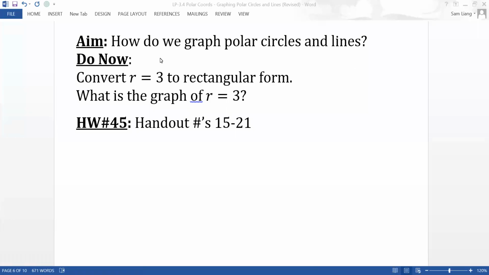So hey everyone, again, our aim for today is how to graph polar circles and lines. And for you to do now, it's convert r equals 3 to rectangular form. And what is the graph of r equals 3? Okay, so there is a bunch of notes I want to go through today, so let me just go over the do now.